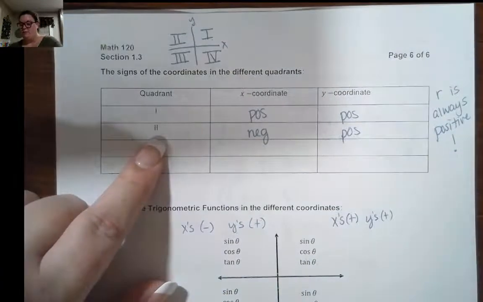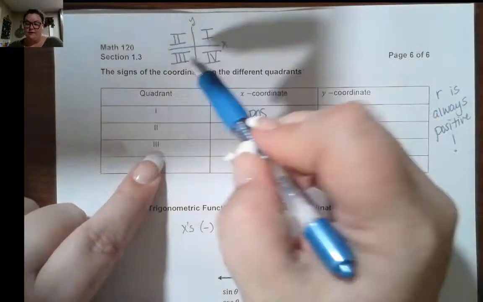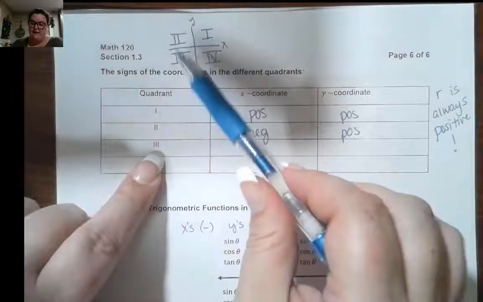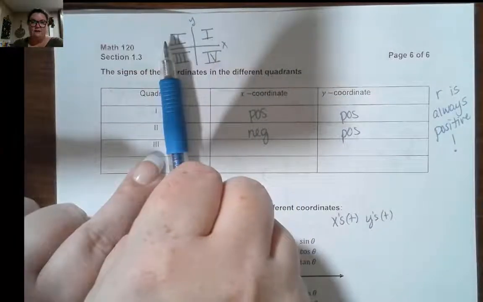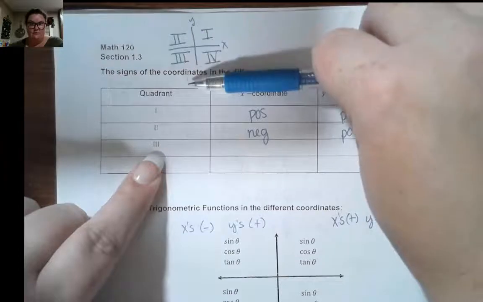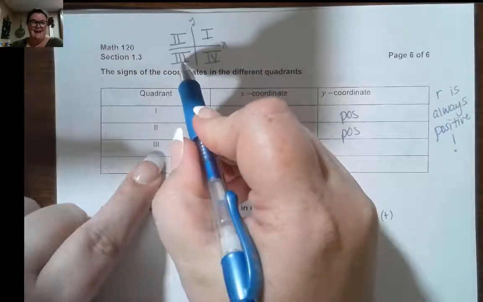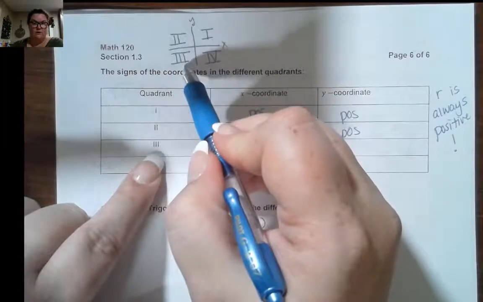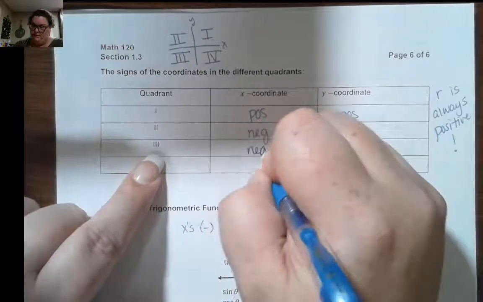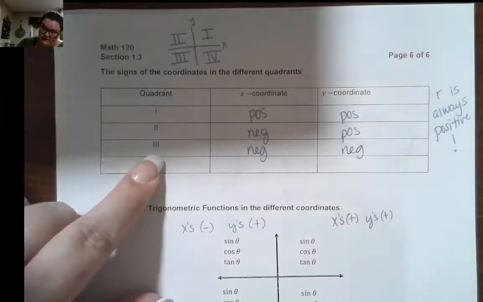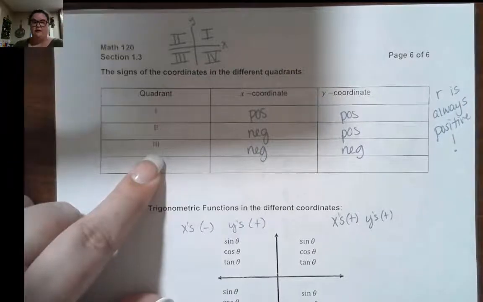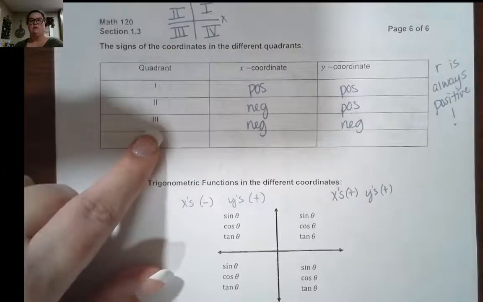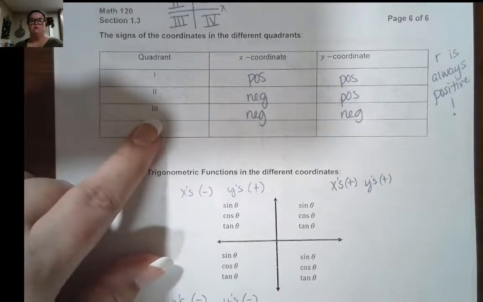Again, we don't care about r because r is always positive. If it were in quadrant 3 down here, notice x's are negative on this side, and y's are negative on the bottom. So if we're in quadrant 3, both x and y are negative, because x's are on this side of 0 and y's are below 0. So again, I'm going to just write it here. X's are negative and y's are negative. Oh, you can't see what I'm writing, can you? So I can get it all on there.